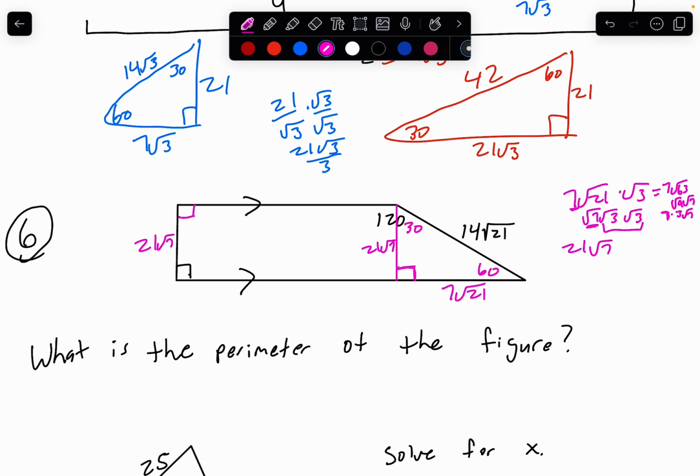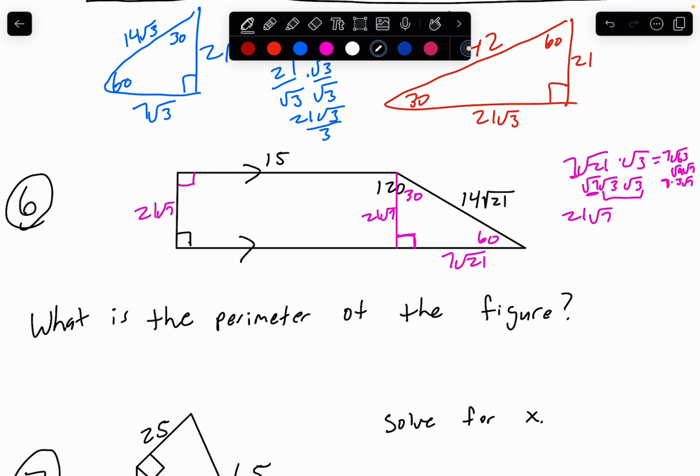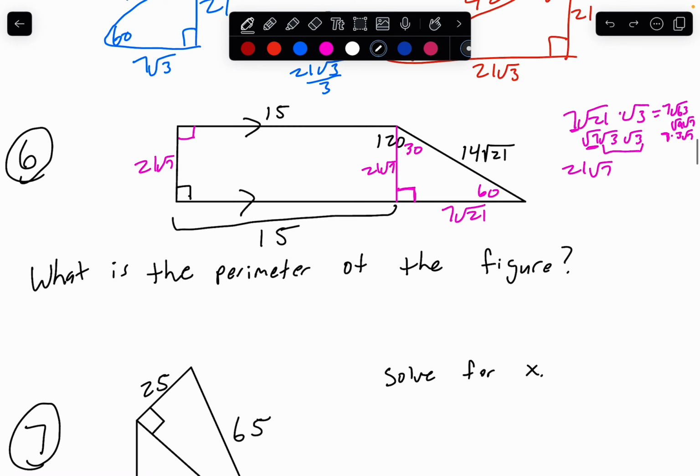Oh, I didn't give you enough information. So I will adjust this when I give you the actual file. But you would need to know one more number. Let's say that this top is just like 15. I'm just making something up. It really doesn't matter. So if that's 15, that would make this section also 15. And I just made this up. So when you get your paper, this will already be there. But like I said, I just made this real fast a few minutes ago, and I overlooked that. So we would need some value there to get the perimeter.